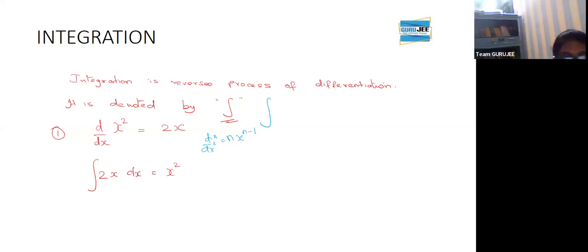Okay, that's fine. d by dx of x square is equal to 2x. So integration of 2x dx equals x square. Integration is the reverse process of differentiation, I already told you. Once you differentiate x square, you will get 2x. And if you take 2x as input for integrating, it leads you back to x square. Right?